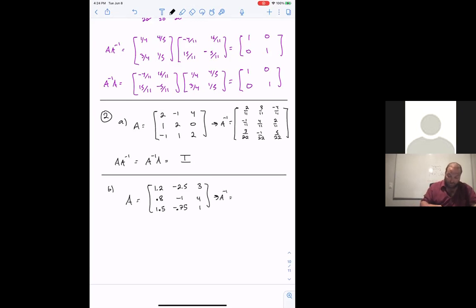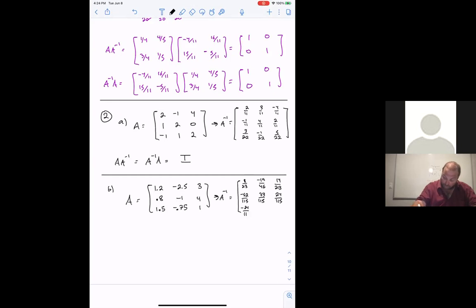No problem. Second matrix, edit A, 3x3 again, 1.2, -2.5, 3.8, -1, 4, 1.5, 0.75, and 1. Second quit, second matrix, A inverse, math, enter, enter. So what do we get? We get 8/23, -19/46, 14 over 23, negative 52 over 115, 33 over 115, 24 over 115, negative 21 over 115.